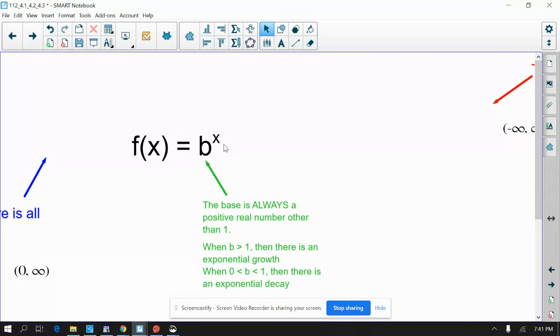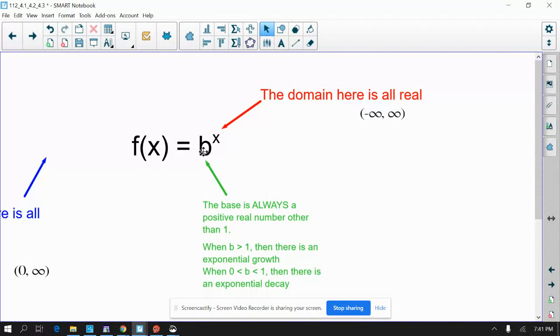Now, what could x be? Think about the domain. You are not dividing by x, nor are you taking the square root of x. x is just the exponent. Can exponents be negative? Yes, they can be negative, they can be 0, they can be positive, they could be irrational, they could be rational. The x is anything. So the x is all real numbers.